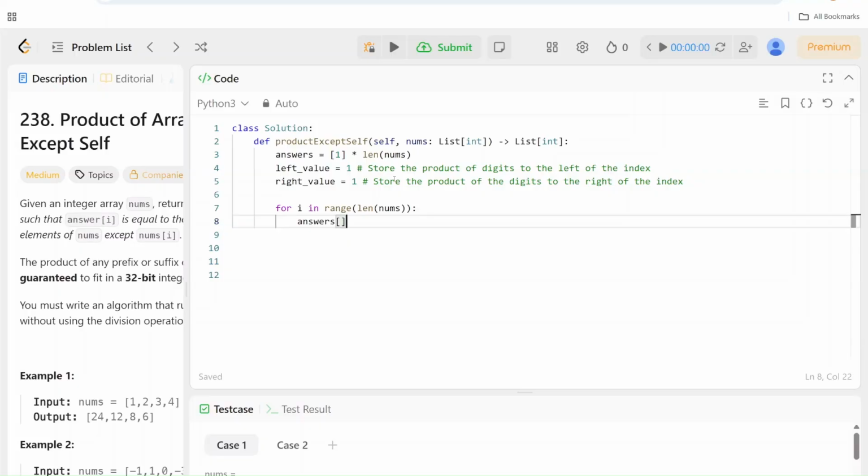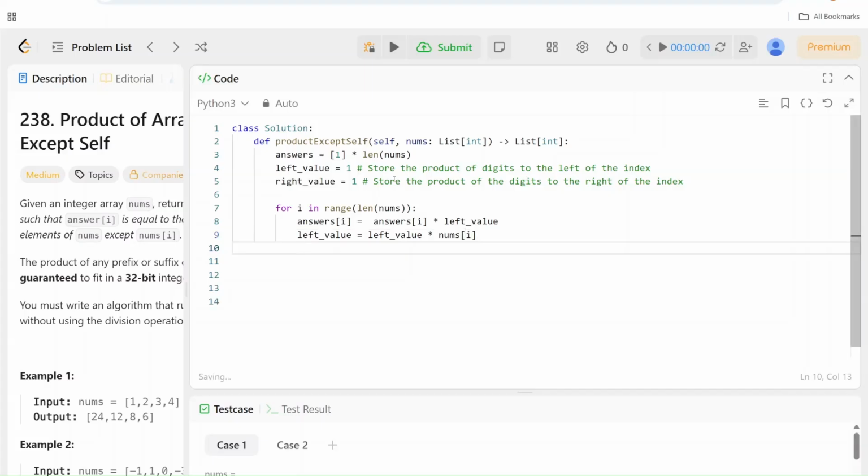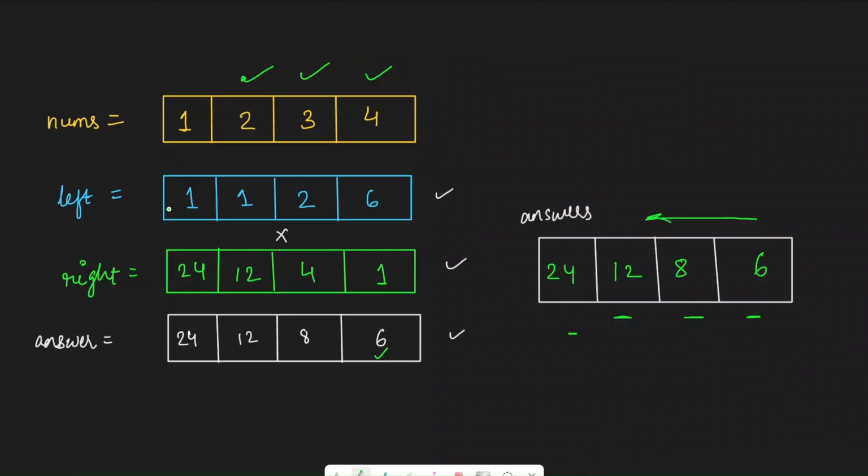So now my answers of i, I have to update this. So answers of i would be equal to answers of i multiplied by the left value, because we are storing whatever is the product of the left side of the index in this left value. And then we have to update our left value as well. So left value will be equal to left value multiplied by nums of i. Now after this loop is run, our answers of i would contain whatever was there for this left array, which means 1, 1, 2, 6.